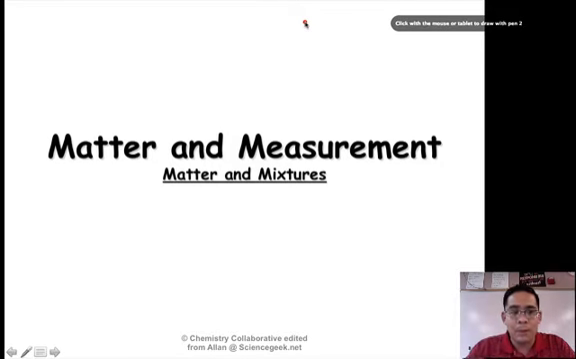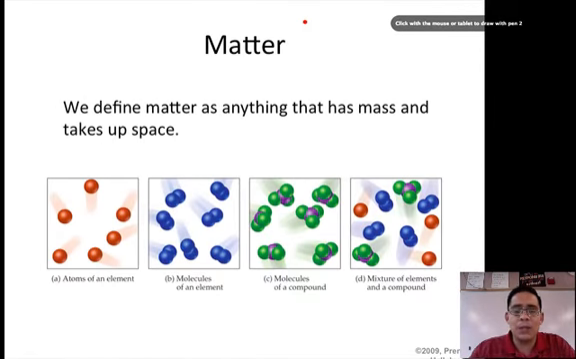Hello everyone, today we're going to learn about matter and measurement, particularly matter and its structure. So the first thing we want to make sure we define is what is matter. Matter is defined as anything that has mass and takes up space.